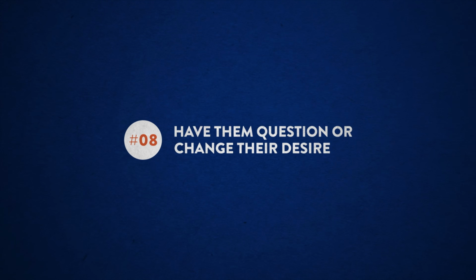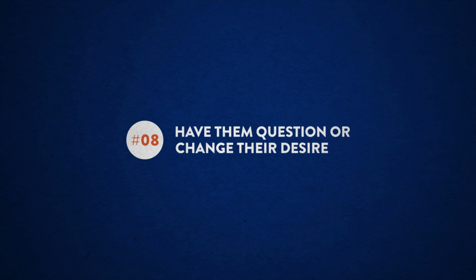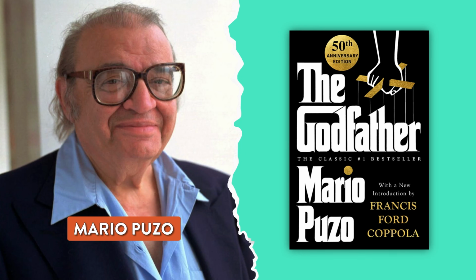This next point I think is probably the best one in this entire video. It is number 8. Have them question or change their desire. So obviously at the beginning of your novel, you set up some sort of strong character desire for your protagonist. That's great. A lot of people keep that same desire throughout the whole novel. And I think it's a better tip if halfway through that desire or goal gets changed or altered in some way. Look at The Godfather by Mario Puzo.